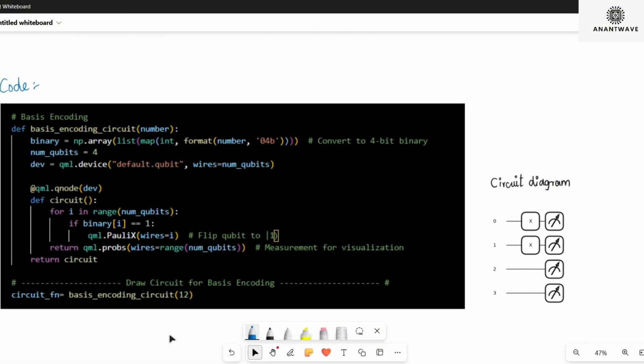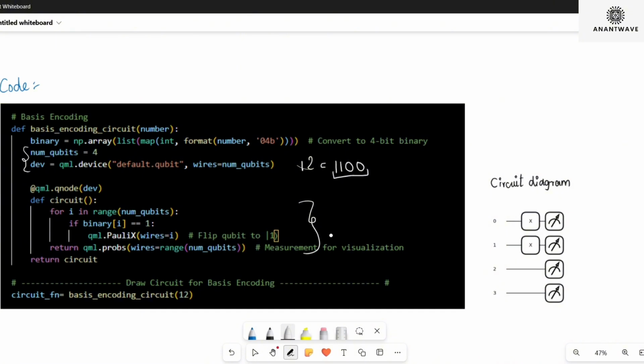Now let's see code. I've written a function with a number as a parameter. Here, in this case, I'm passing 12 as the number. So, first 12 is passed. What is the binary number for 12? That is 1100. And here we have 4 bits. So, we have to initialize quantum environment with 4 qubits. So, I'm initializing quantum environment with 4 qubits and then drawing the circuit.